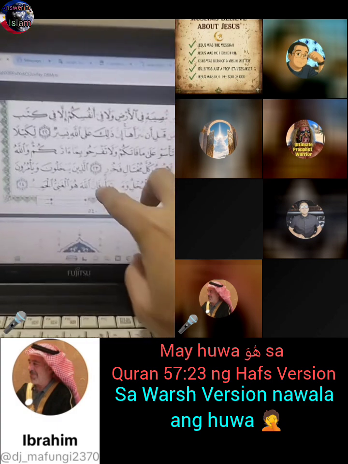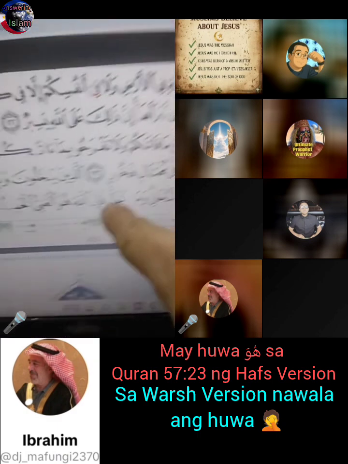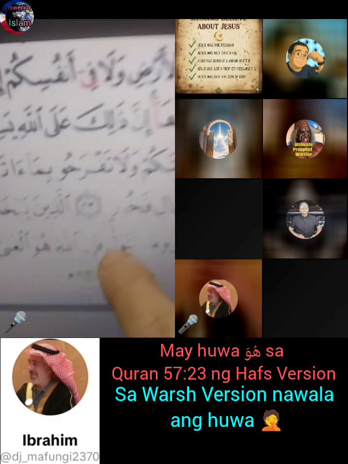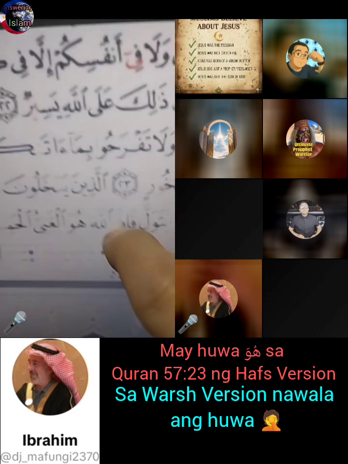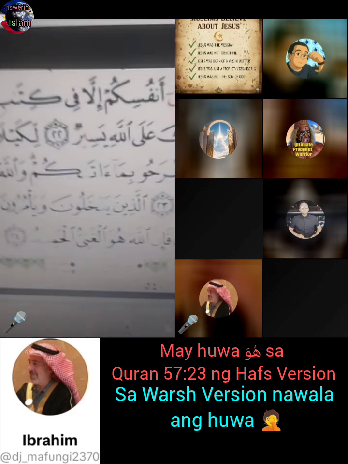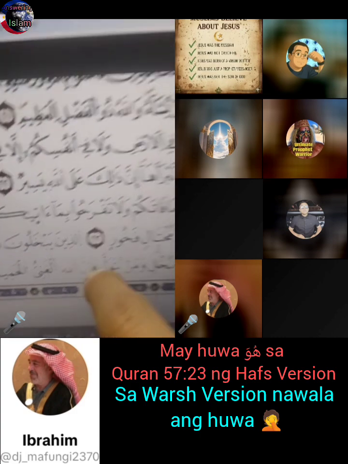Huwa. So can you read Arabic here? Can you read this? Okay, please read. This is Hafs: fa inna Allaha huwal Ghaniyy. So you can see huwa in Hafs. Which means it's removed in Warsh. So in Warsh, fa inna laha.